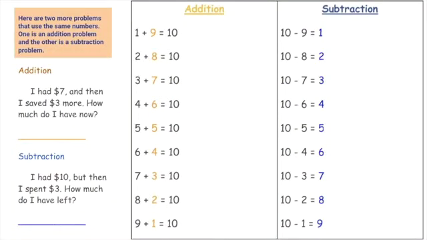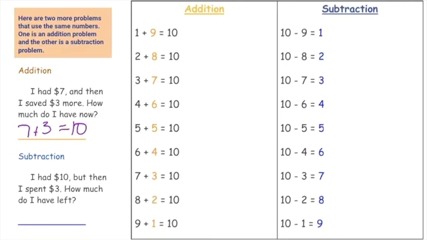Here are two more problems that use the same numbers. One is an addition problem, and the other is a subtraction problem. Let's see what we end up with here. Okay. I had $7, and then I saved 3 more. How much do I have now? Well, we used our open number lines last time. I had $7. What do I start? 7. And I saved 3 more. What do I add? 3. How much do I have now? I have 10. Now let's look at the subtraction equation.